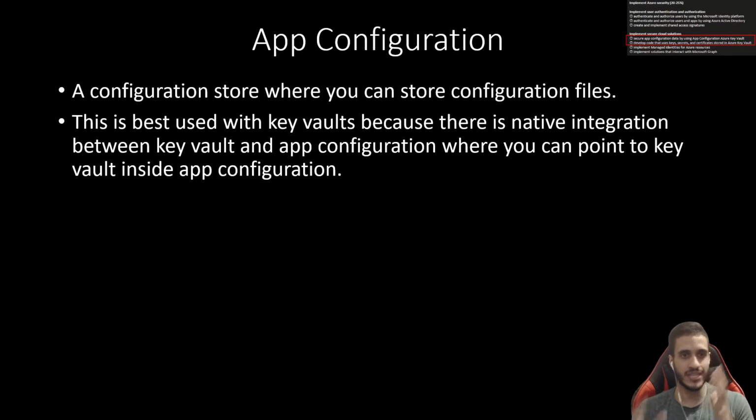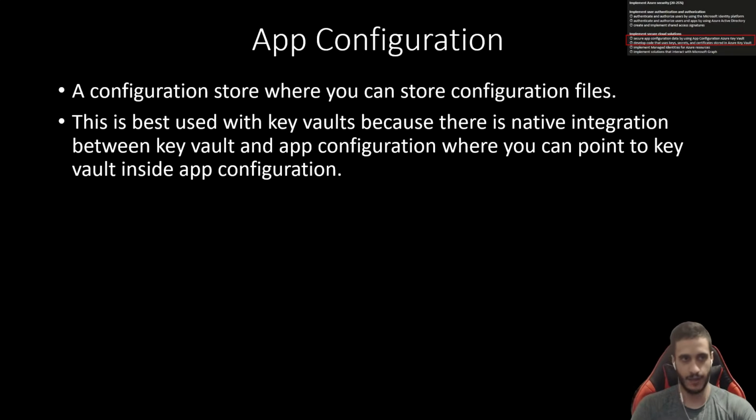Now, this is best used with Azure Key Vault because there's native integration between them. So let's say you are storing connection strings in your configuration files on Azure App Configuration. Instead of storing the value of the connection string on Azure App Configuration, you would simply store a pointer to Key Vault, which actually contains the connection string, essentially keeping your secrets on Key Vault and just configuration specific information on app configuration.